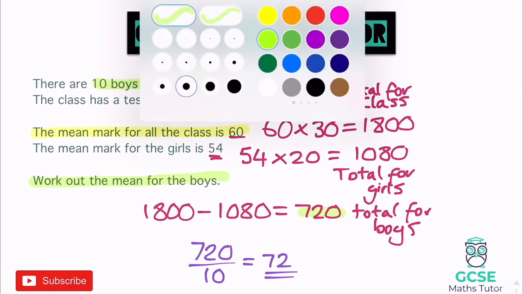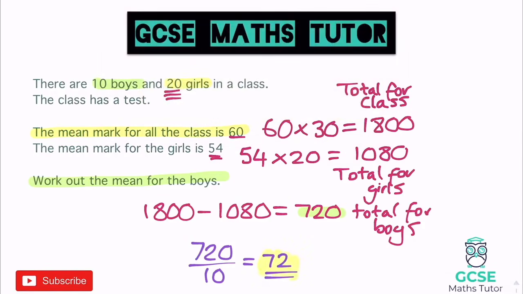I'm just thinking about what we did there, just working backwards through the question, multiplying the means by the amount to get the totals, and then using a bit of logic there to find out therefore what the total for the boys must have been, and then just working out the mean as normal.